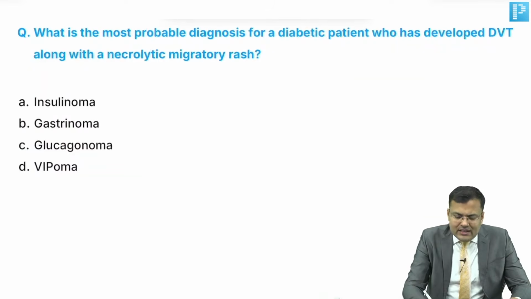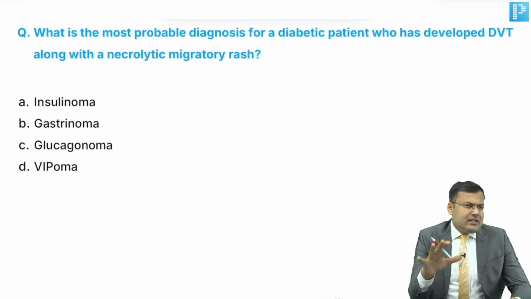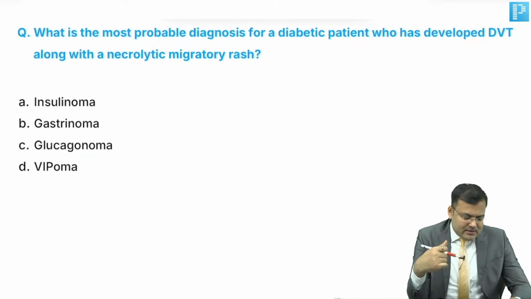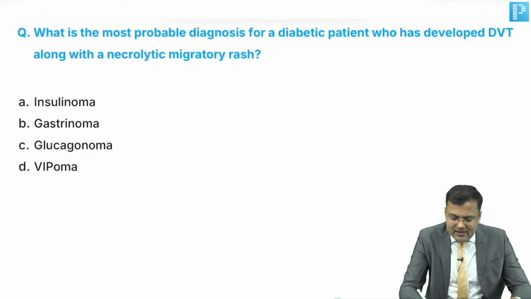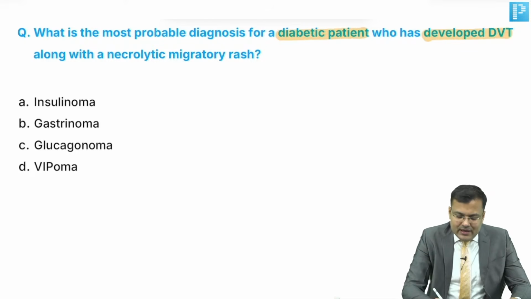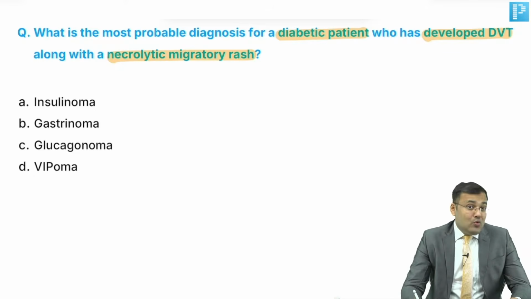Next, guys, it's very easy. This question was asked multiple times. Tell me the correct answer. You can see here. What is the most probable diagnosis for a patient who is diabetic, developed DVT and necrolytic migratory rash? Classically it is seen in glucagonoma.